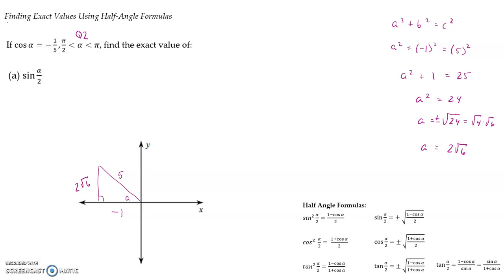So let's go ahead now and take a look at our question. We want to find sine of A over 2. And if we take a look at our half angle formulas, this is going to give us positive, negative, square root of 1 minus cosine of A, all of that over 2. So let's go ahead and plug in the information we know. We were given information about cosine of A in our problem, so when we get to that part of our formula, we're going to replace it with that -1/5.